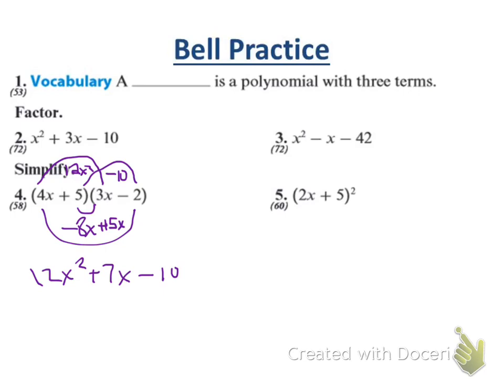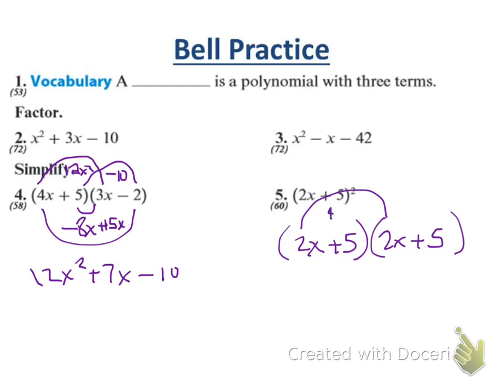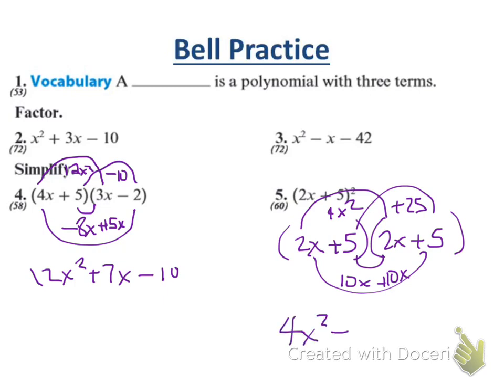Okay? 2x plus 5 squared is 2x plus 5 times 2x plus 5, right? Which gives us, let's do the process, 4x squared plus 10x plus 10x plus 25. Okay, so that gives us, in the simplified form, 4x squared plus 20x plus 25. I'm sorry, 20x.